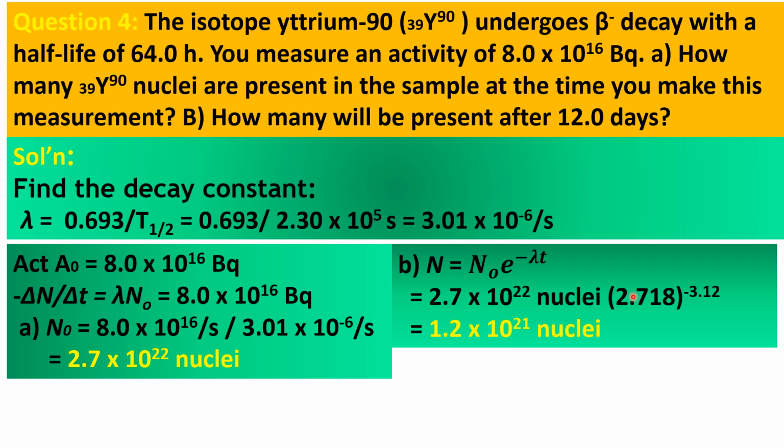So using your calculator, you'll be able to find that the number of nuclei after 12 days will just be 1.2 times 10 to the 21 nuclei, or when expressed to the power of 22, so as we can see the comparison between n naught and n, that is 0.12 times 10 to the 22 nuclei. So in other words, from 2.7 times 10 to the 22 originally, that's the number of nuclei of yttrium, then after 12 days, it has decreased to 0.12 times 10 to the 22 nuclei.